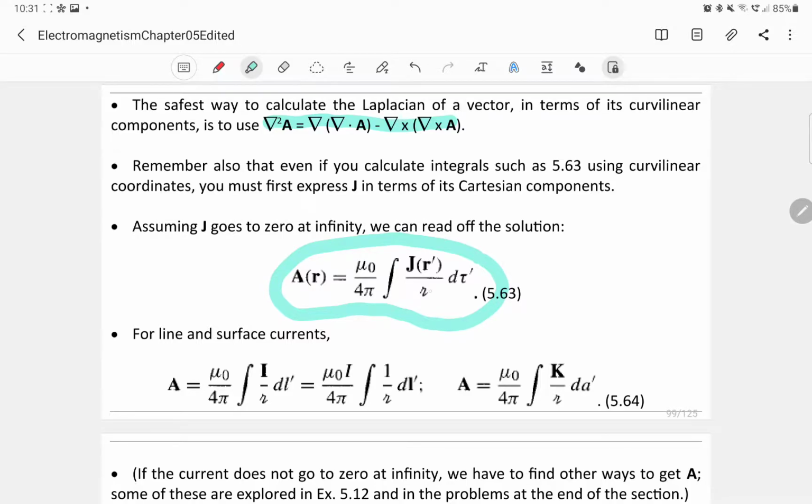So this is a general solution for the vector potential using the integral with respect to volume. But if you just have a distribution of currents in a surface or in a line, then you can use this for line currents, and for surface currents you can use this. By the way, you can take I out of the integral, but you have to transfer the direction of the current to dl.